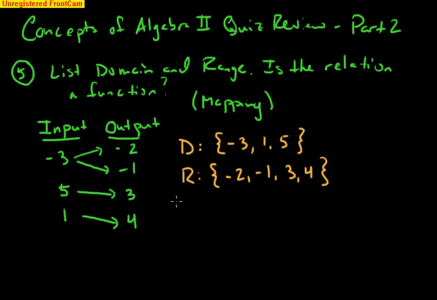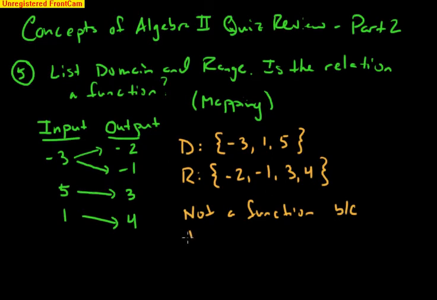And then the question is, is the relation a function? This mapping represents a relation. Is it a function? Well, remember the definition of a function. Each input can only go to one output. 5 goes to 3, 1 goes to 4. But look at -3. It goes to 2 outputs. So this is not a function.